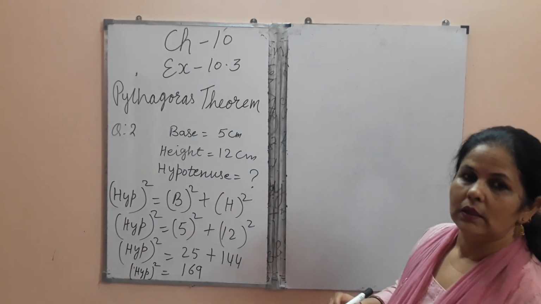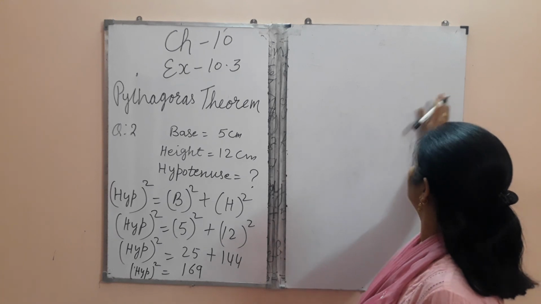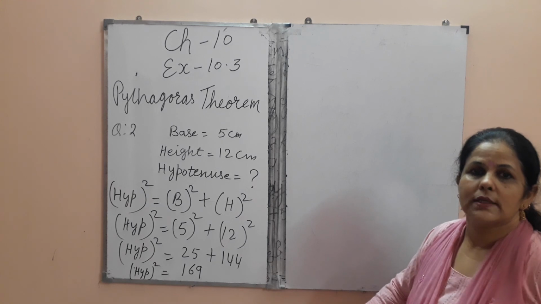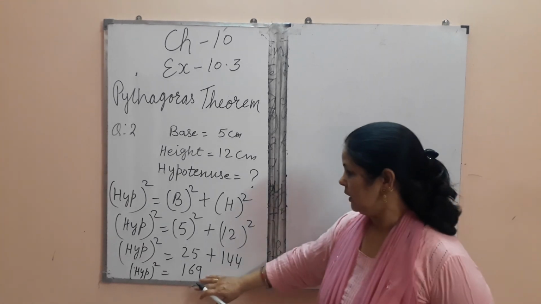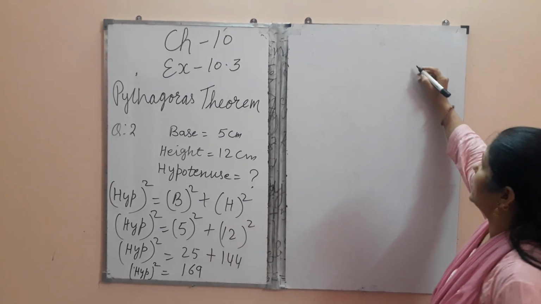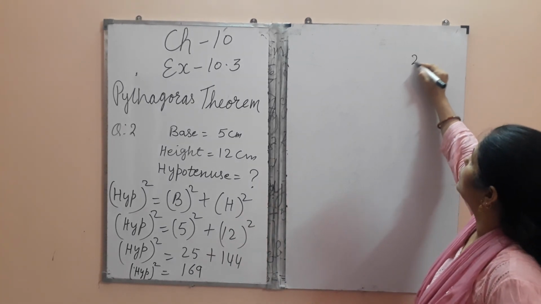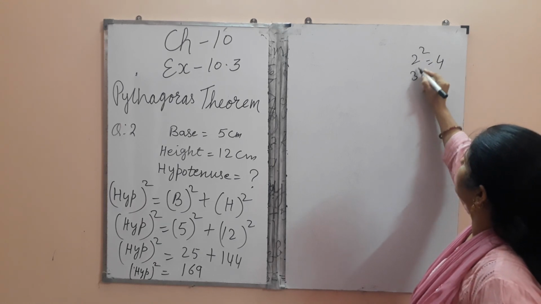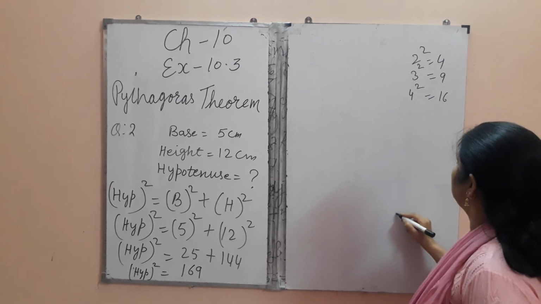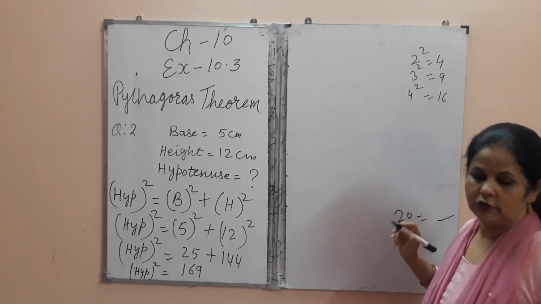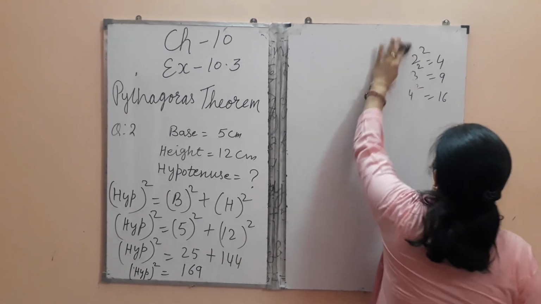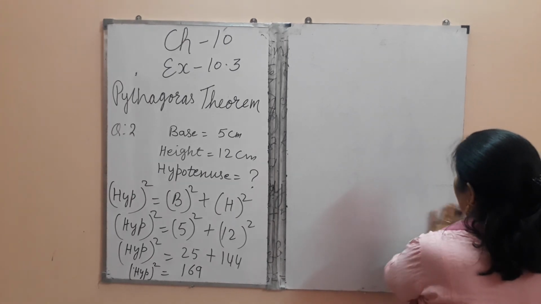For that you can do one thing, either you learn how to find out the square root of this, or you can learn the squares of the numbers up to 20. Square of 2 is 4, square of 3 is 9, 4 4s are 16. Like this, learn up to 20 square. It will be better for you. Otherwise you have to find out the square root of the numbers with the prime factorization method.